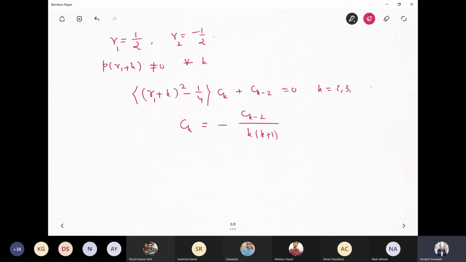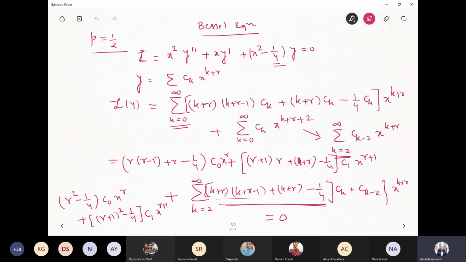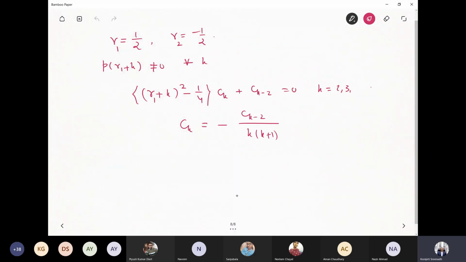Okay. So when you see this relation here, then I take r equals half in this one, right? So everything has to be 0. When r equals half, this is going to be half plus 1, that is square, minus 1 by 4. This is non-zero. Therefore, C1 has to be 0.